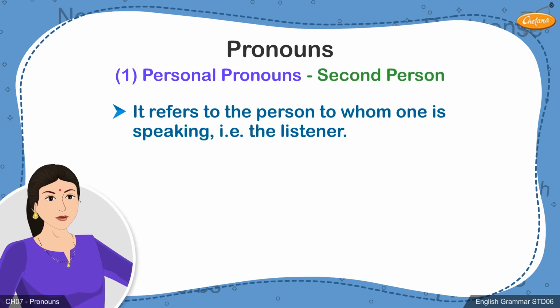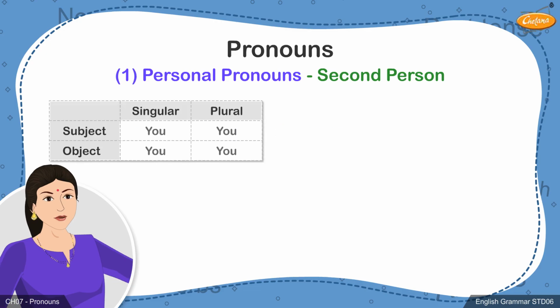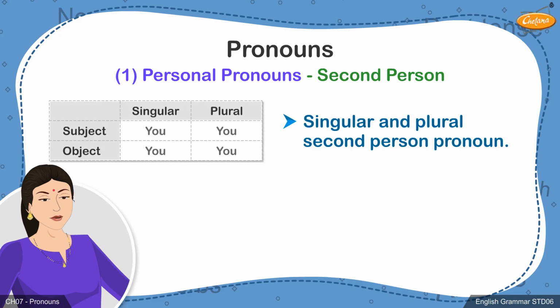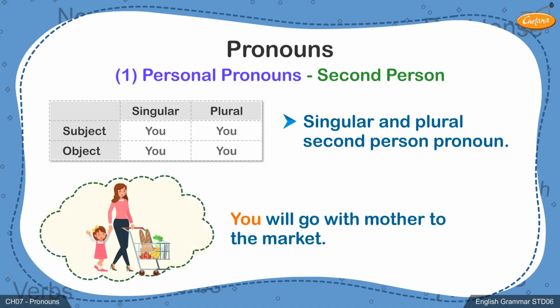Similarly, when the person speaking directly talks about another person, he or she uses a second person pronoun. You is considered to be a singular and plural second person pronoun. For example, you will go with mother to the market.